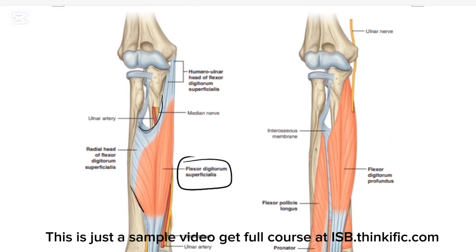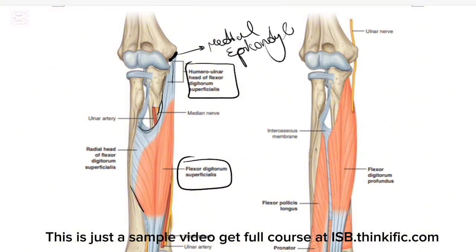This head is combined. It's called the humero-ulnar head, because it originates from the medial epicondyle of the humerus on one side, and the coronoid process of the ulna, right here. So it's actually two combined. So that's why it's called the humero-ulnar head.